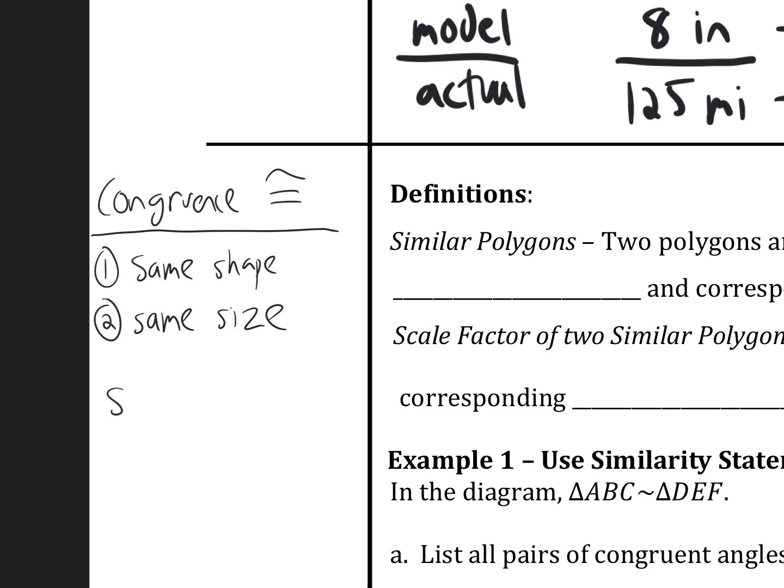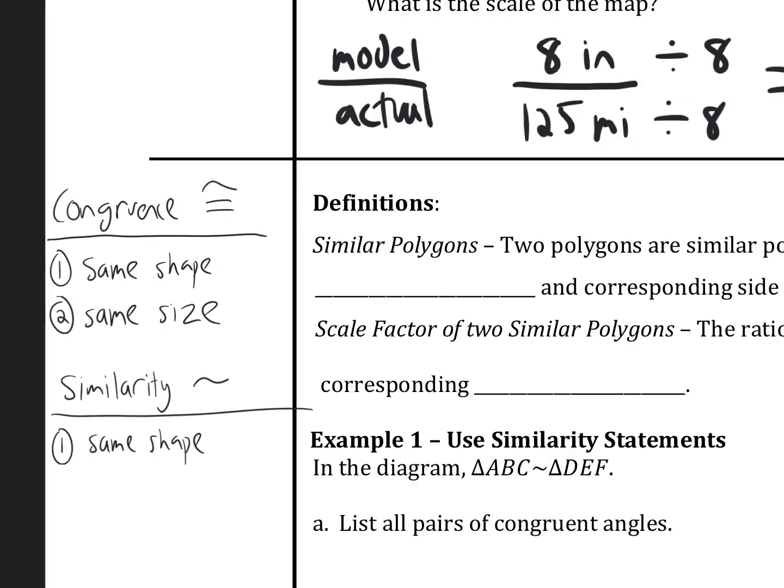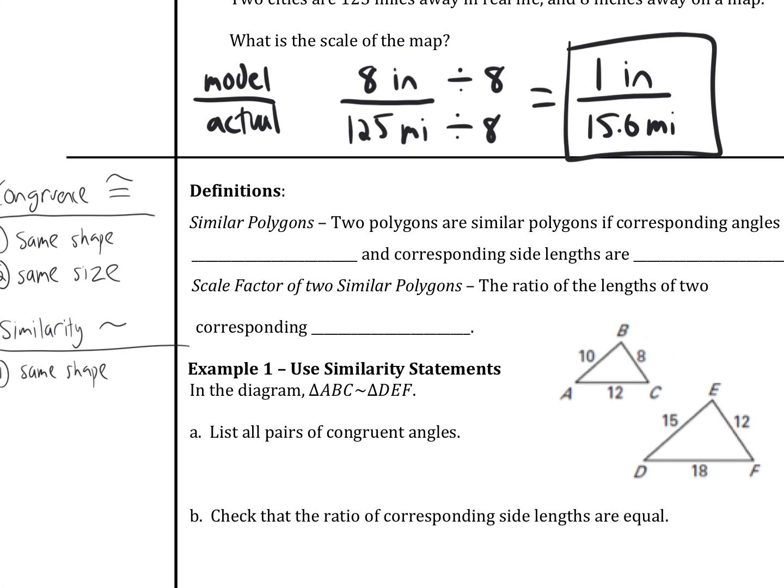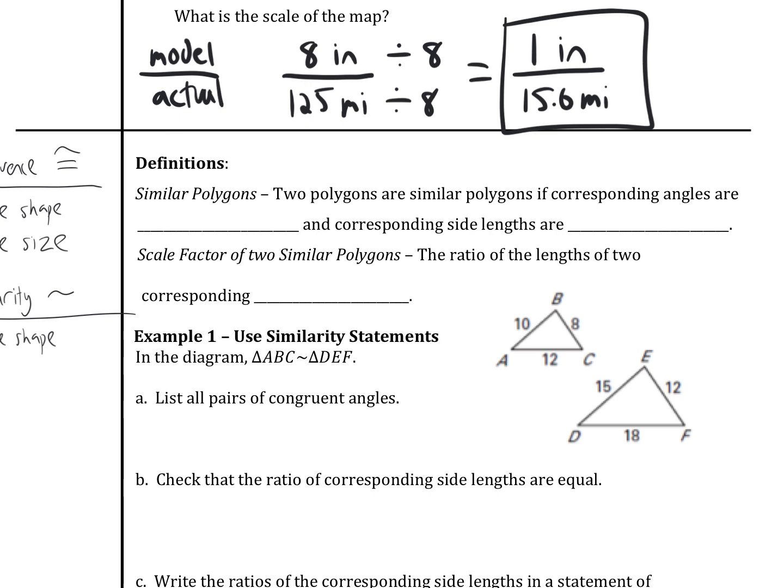Okay? Similarity is kind of like congruence. It's just going to be this symbol, though. And similarity is not, it's one of these two. Is it same shape or same size? It is only same shape. Same shape, but it could be different sizes. That's the difference between congruence and similarity. So congruence is exactly the same, and similarity is basically they're similar. They have different sizes, but the same shape.